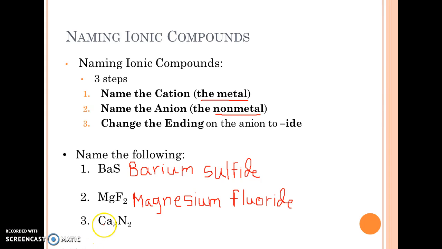Next we have Ca3N2. So we're going to look on the periodic table and we find calcium, and we have nitrogen, so it changes to calcium nitride.